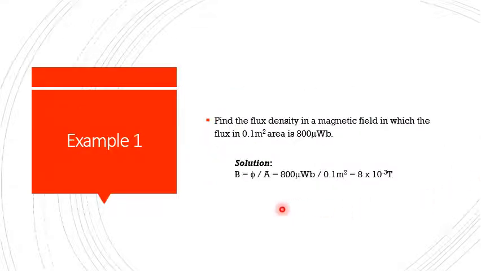Let's look at example 1. Find the flux density in a magnetic field in which the flux in a 0.1 square meter area is 800 microweber. To find the flux density, we use the formula B equals phi over A. Phi is 800 microweber divided by the area of 0.1 square meter, and we will get 8 millitesla.